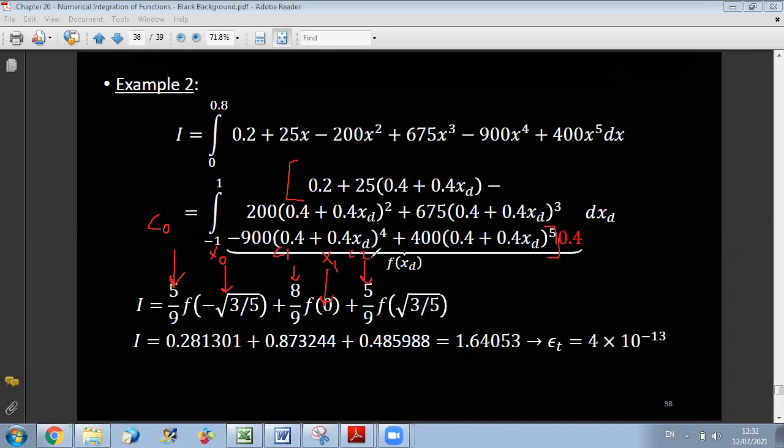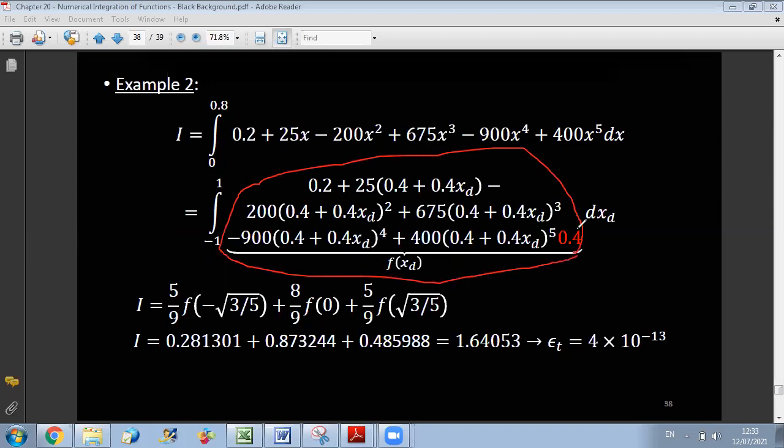As we said, when we use the 3-point Gauss quadrature method, we have C0 equal to 5/9, x0 equal to minus radical 3/5, C1 equals 8/9, x1 equals 0, C2 equals 5/9, and x2 equals radical 3/5. Now all we have to do is replace in this function. And don't forget to take the 0.4 with every fxd, which comes from the transformation of dx.